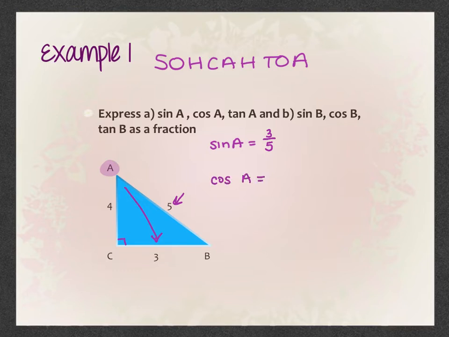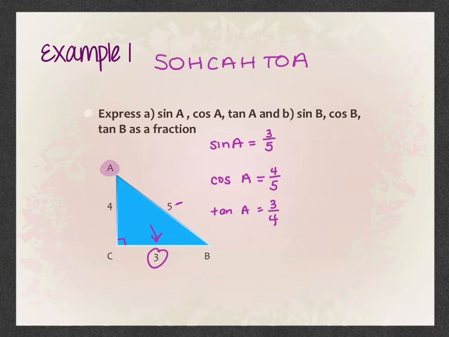Cosine of A would be adjacent over hypotenuse. Now remember both the 5 and the 4 are adjacent to A, but 5 is the hypotenuse, so we use 4, and the hypotenuse is 5. And then the tangent of A, which is opposite over adjacent, 3 over 4.